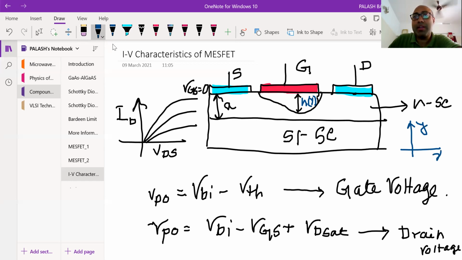Current is flowing in my X direction, right? And my H is a function of Y, meaning the source side height and the drain side height are totally different. It's a function of Y, so that is actually variable. That's what I'm writing over here, H(Y). Now what we have to do, I need to calculate the current, right?